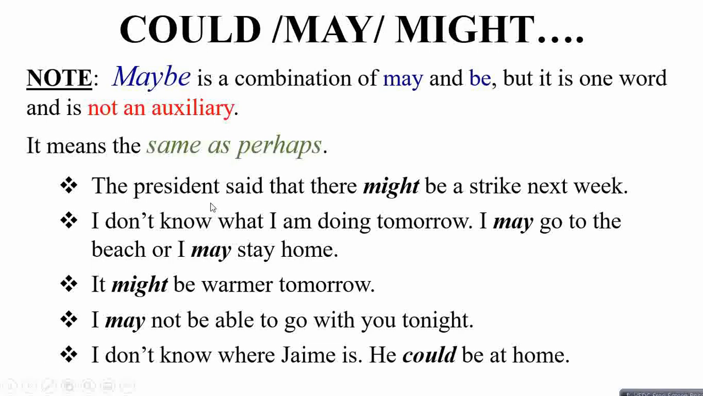Another example, I don't know what I am doing tomorrow. I may go to the beach or I may stay home. So again, no surety, no clarity about what the speaker will do tomorrow. Example 3, it might be warmer tomorrow. It is again not surety of what the speaker says.